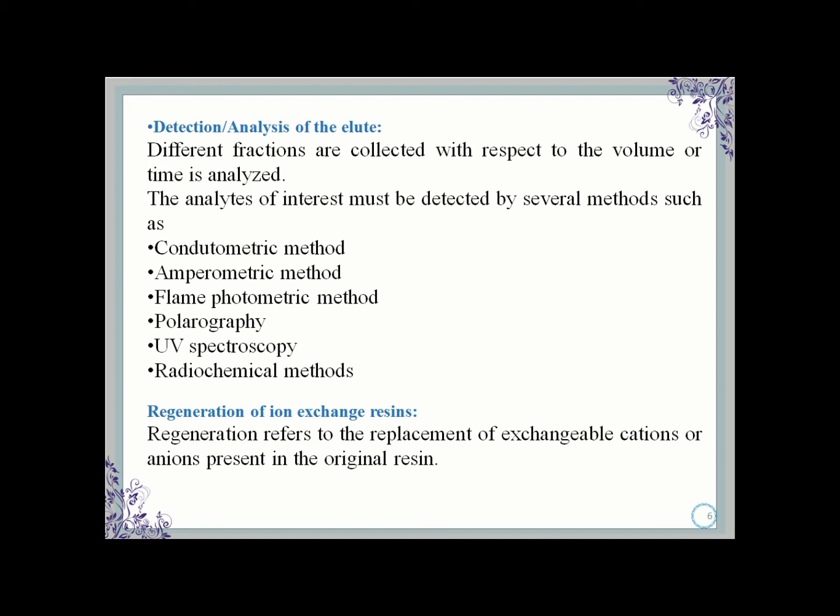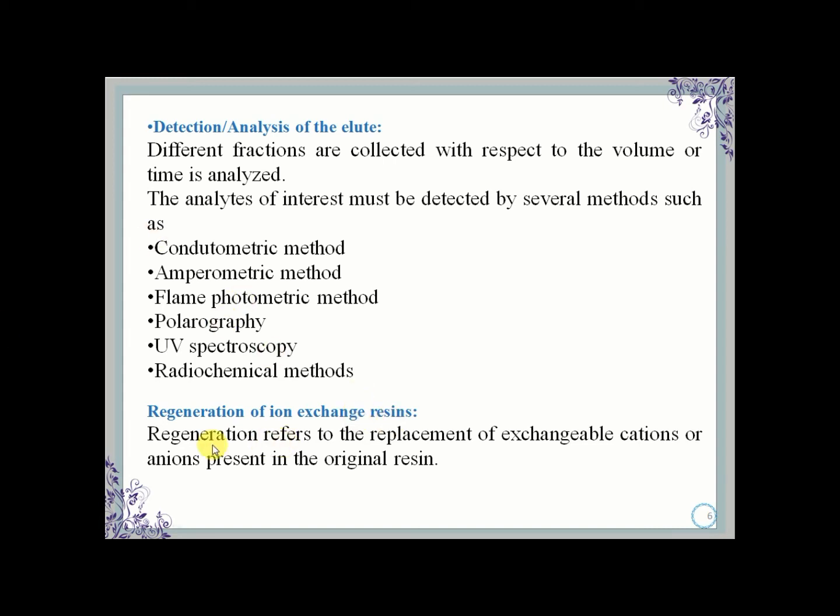Now, regeneration of ion exchange resin. This is the most important part in overall ion exchange chromatography. Regeneration refers to the replacement of exchangeable cations or anions present in the original resins. This regeneration means washing of the column. Whatever bound ions are present in our resins, we have to regenerate them, because we want the sample of our interest. So for that purpose, regeneration of ion exchange resin takes place.